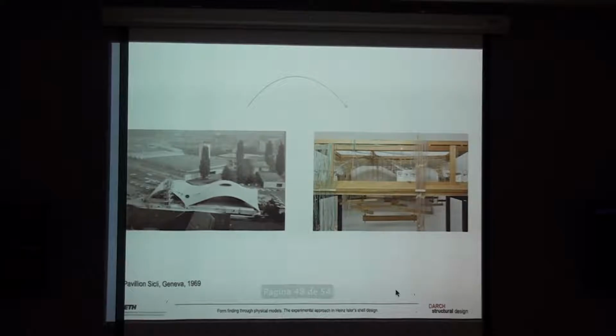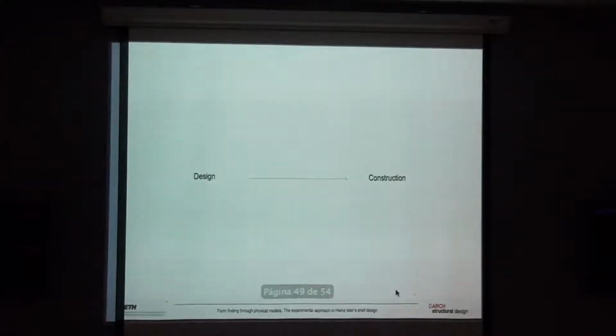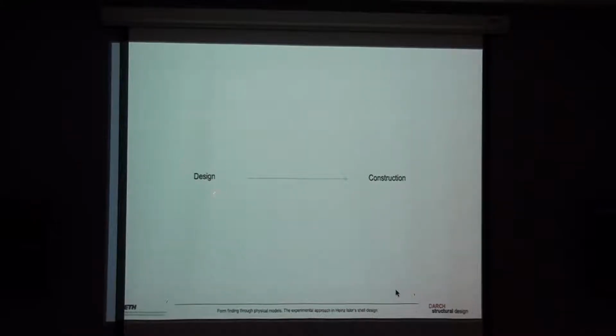So to summarize, this is something that we know he was doing, for example, for the Pavilion Sicily, because it was maybe the most complex free-form shell that he developed, but it's something that he also used for other, maybe less known, projects. So it means that the design and the construction were not just linked with a linear connection, but in the case of Isler, the model was really in the middle, and there was a cycle between the design and the construction phases.